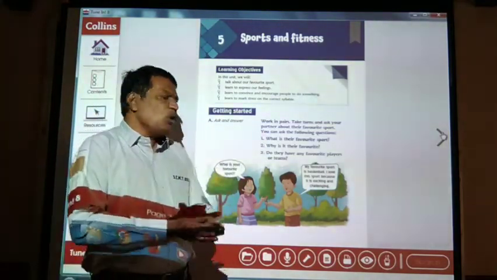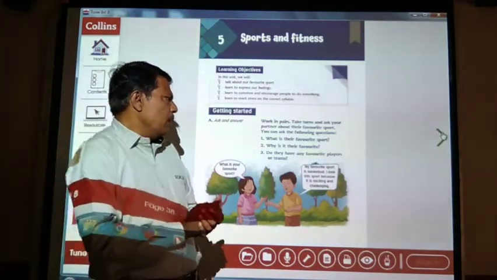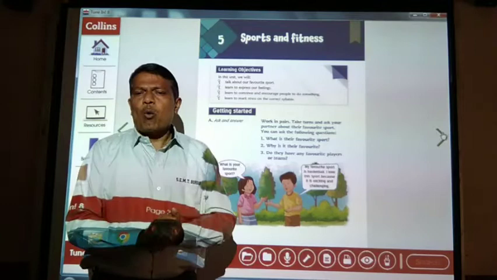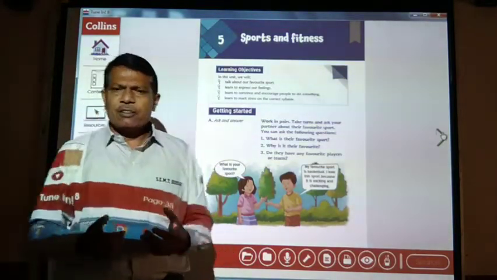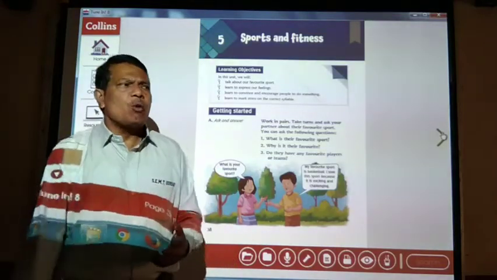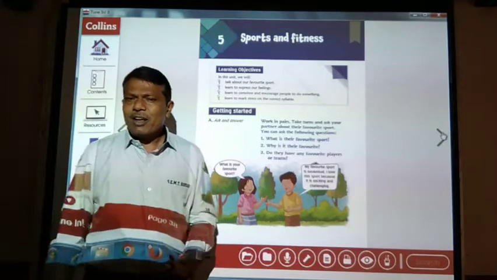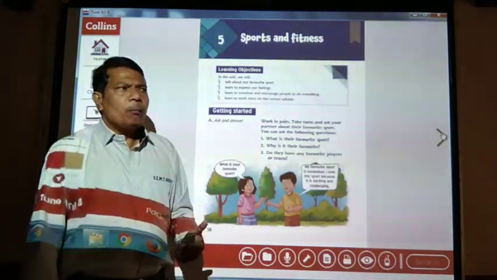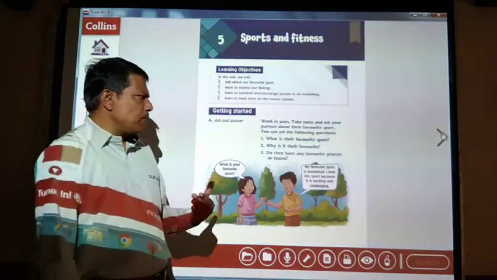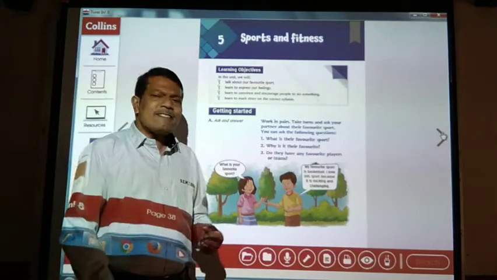You can ask the following questions. The set is ready: 1, 2 and 3. What is their favorite sport? Ask your friend, in fact your brother, your sister. Tell me, what is your favorite sport? And he or she may say, my favorite sport is kabaddi, my favorite sport is badminton, etc. Why is it their favorite?